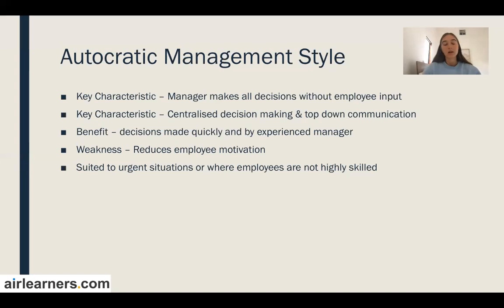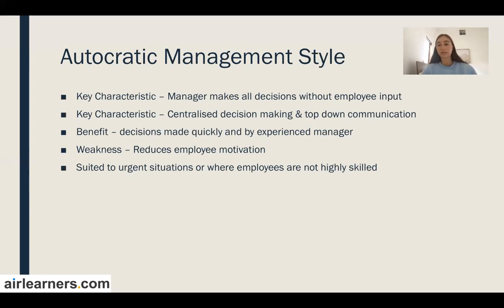objectives. The issue with autocratic management style is that it reduces employees' motivation because they're not able to put forward their ideas and they're not able to express their concerns and what they want in the business. And being told what to do by their manager can make them resentful of the business. But an autocratic management style is well suited to an urgent situation.